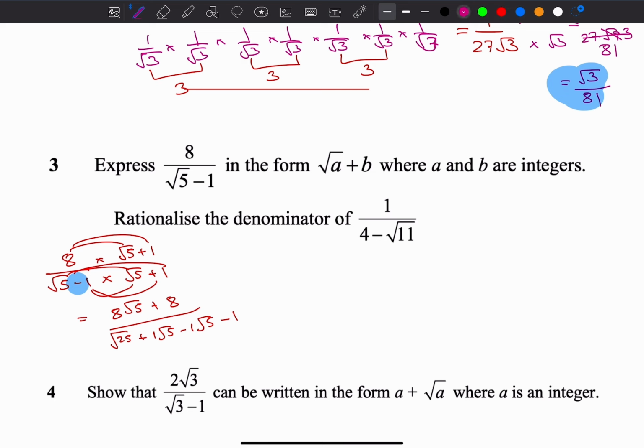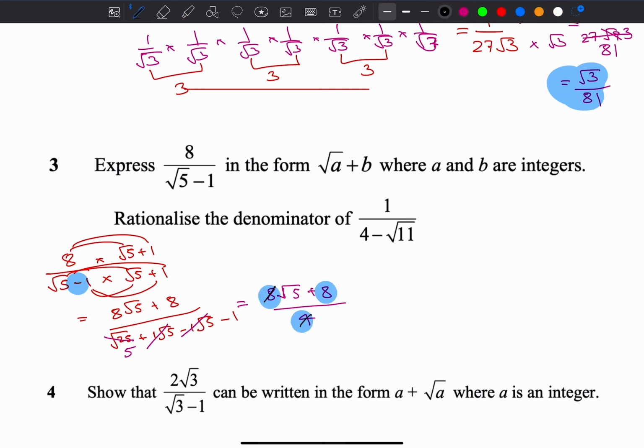But always remember, the middle two will cancel. Root 25 is 5. We can't do more than that. 8 root 5 on the top plus 8, over 5 take away 1, which is 4. The 4 can divide the 8 to make it 2, and the 4 also can divide the other 8 to make it 2 as well. It has to divide at the same time. So for example, if the number here is 8 and 4, what number can you divide it by?